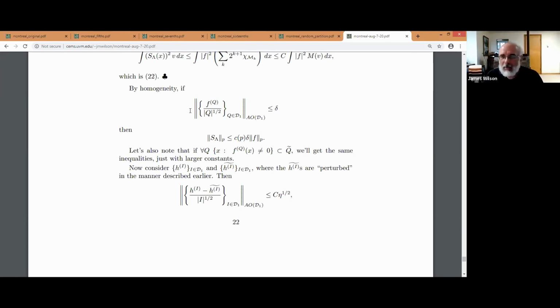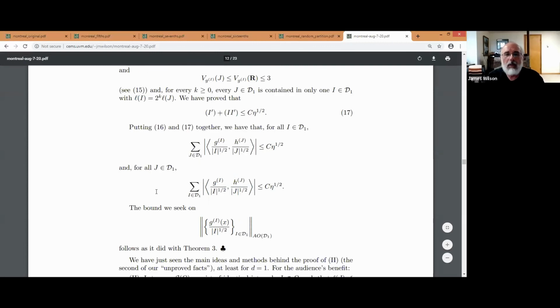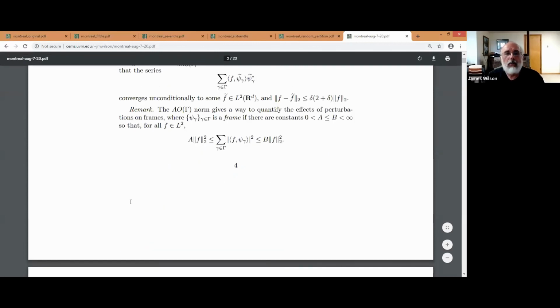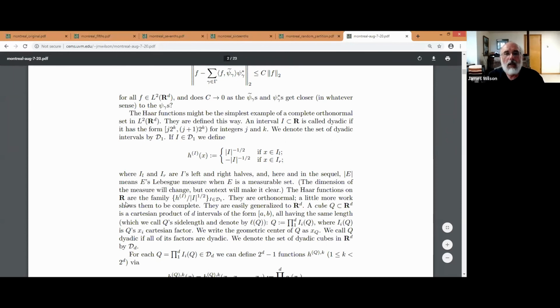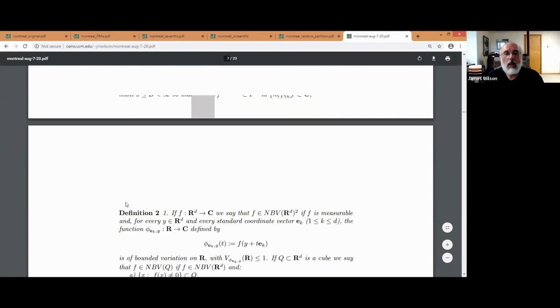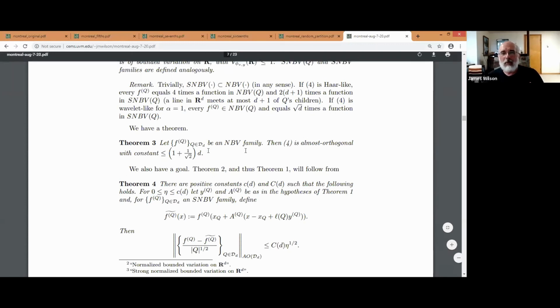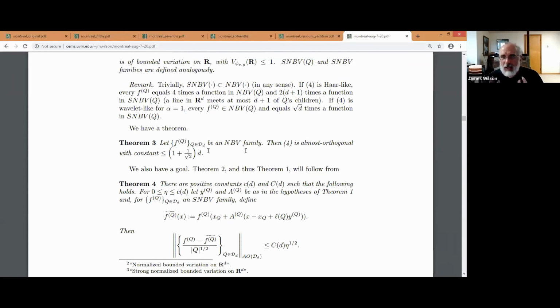So yeah, I keep thinking about it. I keep trying this, I keep trying that, and I think I kind of get the idea that the original argument back here that proved Theorem 3, right here, that if you have an NBV family, then you get the almost orthogonality with this control. This is very much an L2 result.